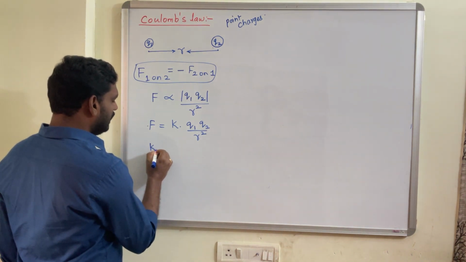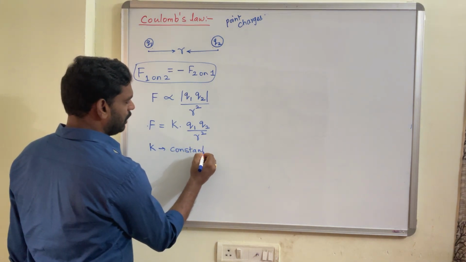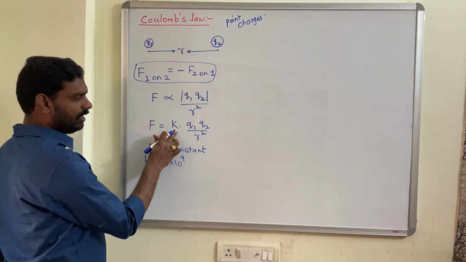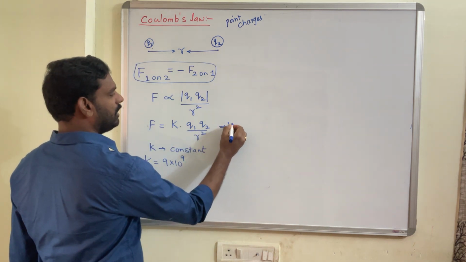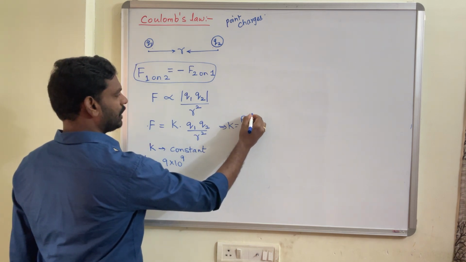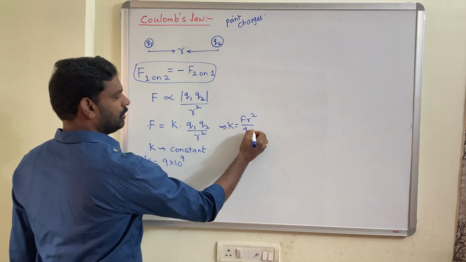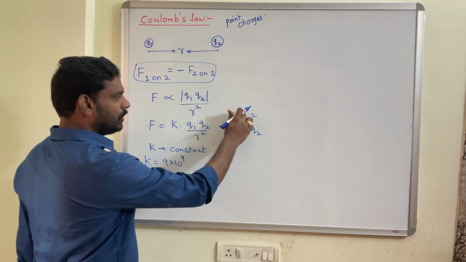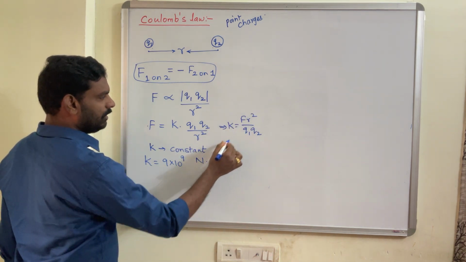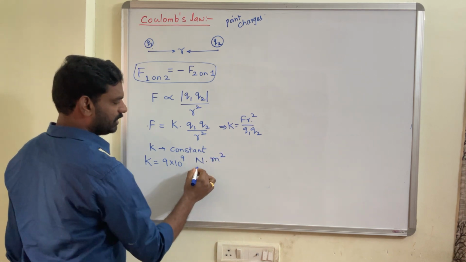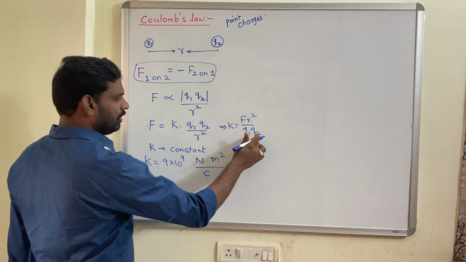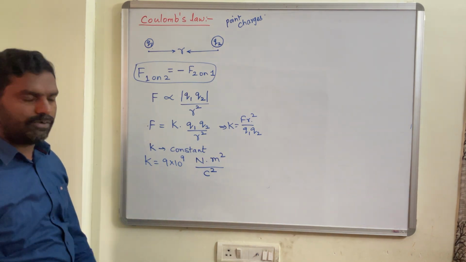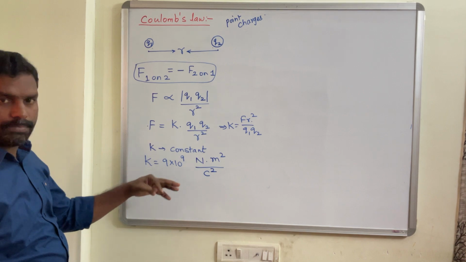Here k is a constant and its value is 9 × 10^9. Regarding its units, since r² is in the denominator, k can be written as F r² / (Q1 Q2). Now we can write the units for k: newton meter squared, since r² is distance squared, per coulomb times coulomb, which is coulomb squared. These are the units for k: 9 × 10^9 newton meter squared per coulomb squared.